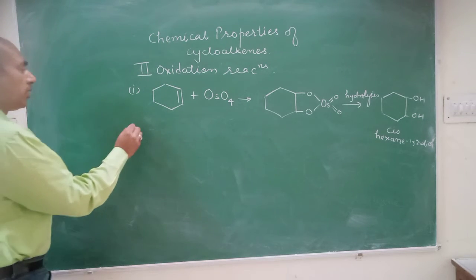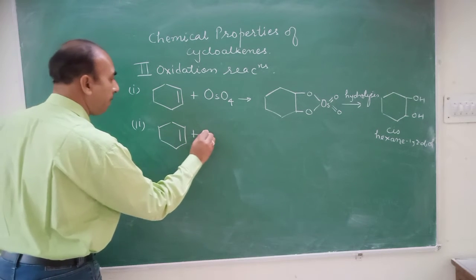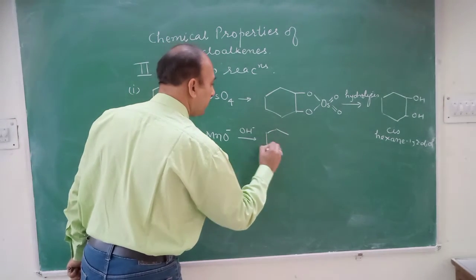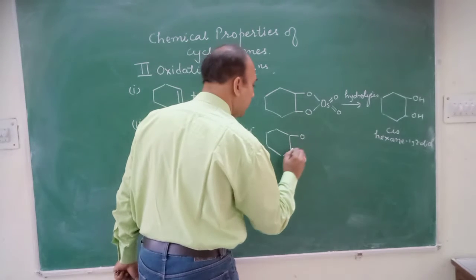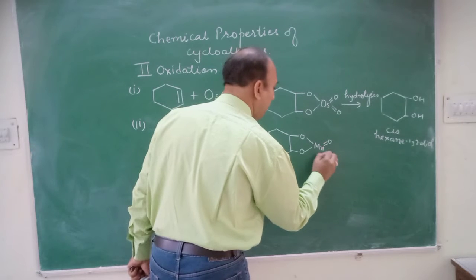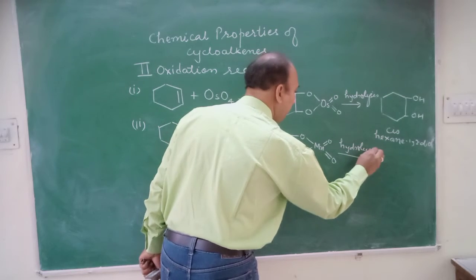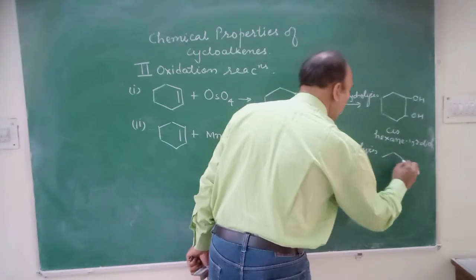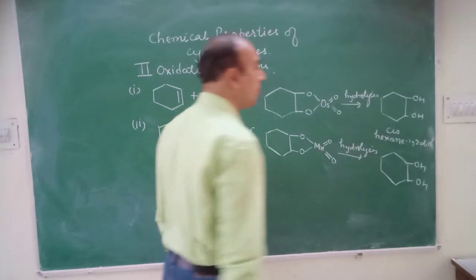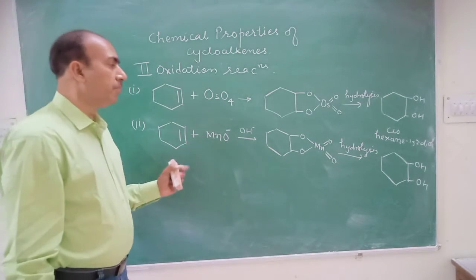The next reaction is with alkaline KMnO4. See, it is also forming a complex like osmium tetroxide, and which on hydrolysis gives cis diol. The same cyclohexane 1,2 diol is being formed with potassium permanganate in alkaline medium.